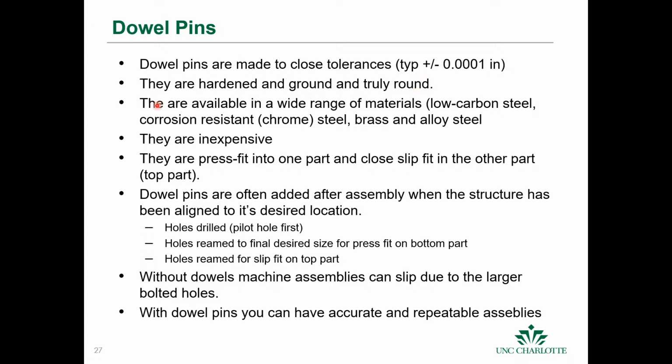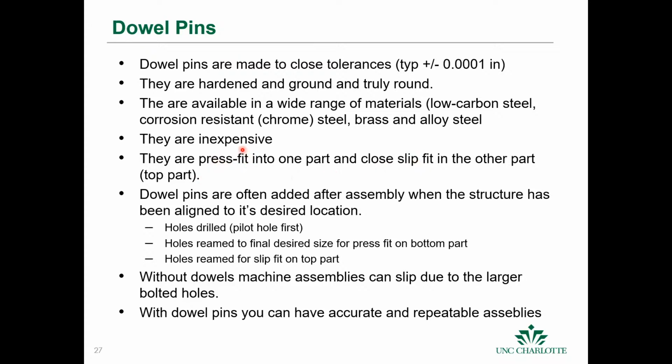Okay, they're available in a lot of different materials. So you don't need some super hard, high strength dowel pin if you don't have those loads in your system. You just need them for locating. You can use some low carbon steel, corrosion resistant, chrome steel, brass or alloy steel. They're cheap, okay? And typically what you'll do with a dowel pin is you'll press fit it into one part and then close slip fit it in the other part, okay?